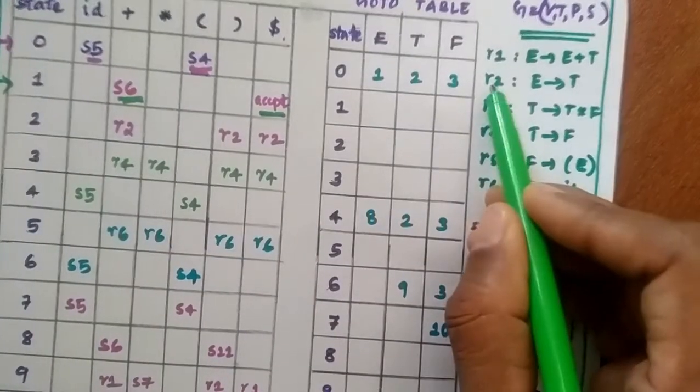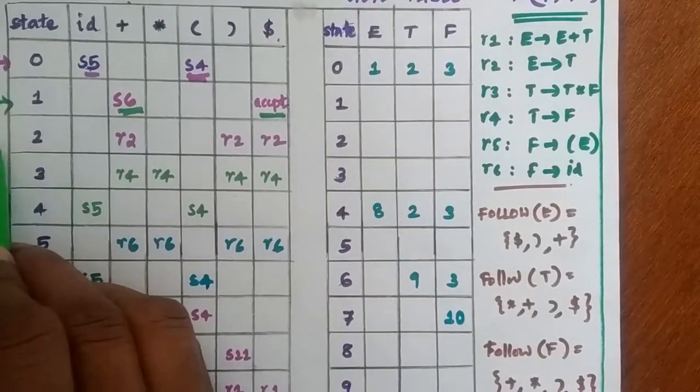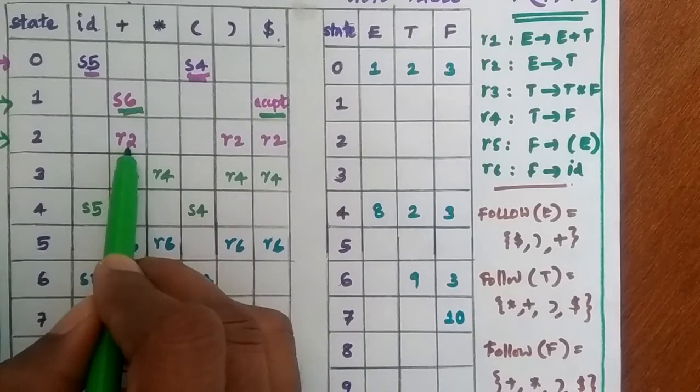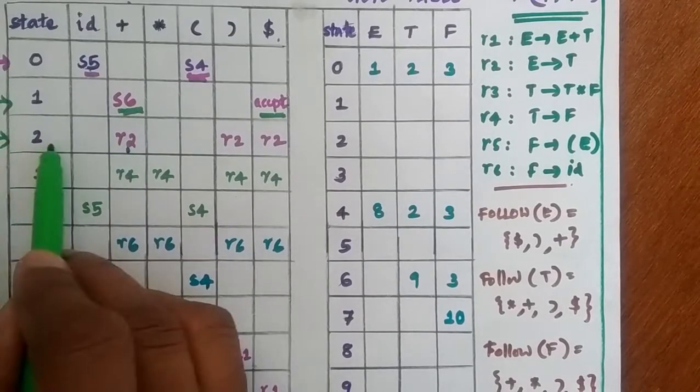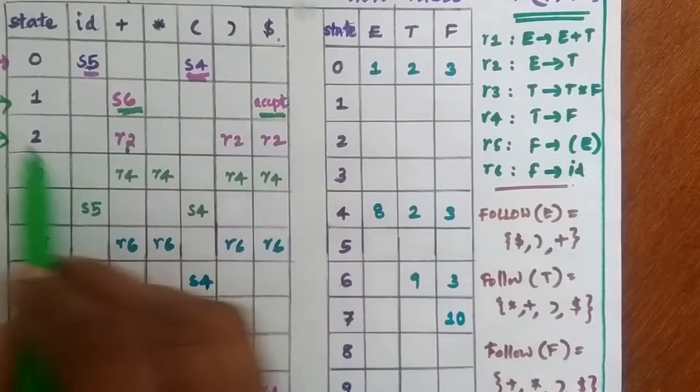So action table 2 plus contains R2. R2 is E gives T. Action table 2 right bracket contains R2. Action table 2 dollar contains R2.